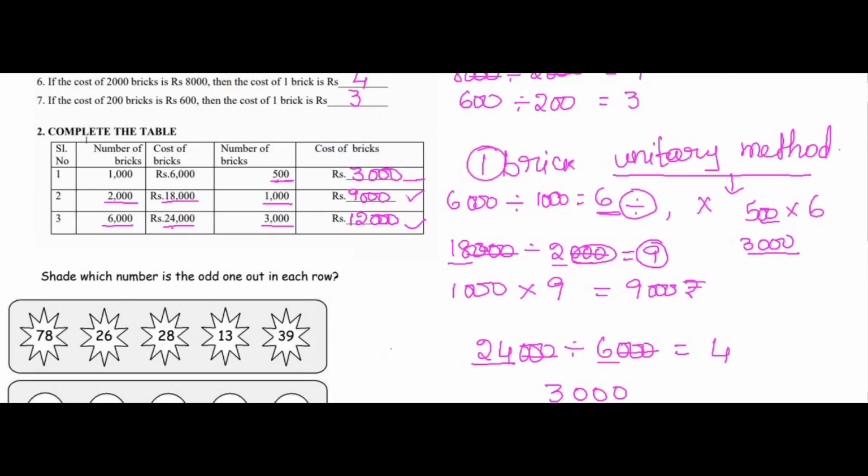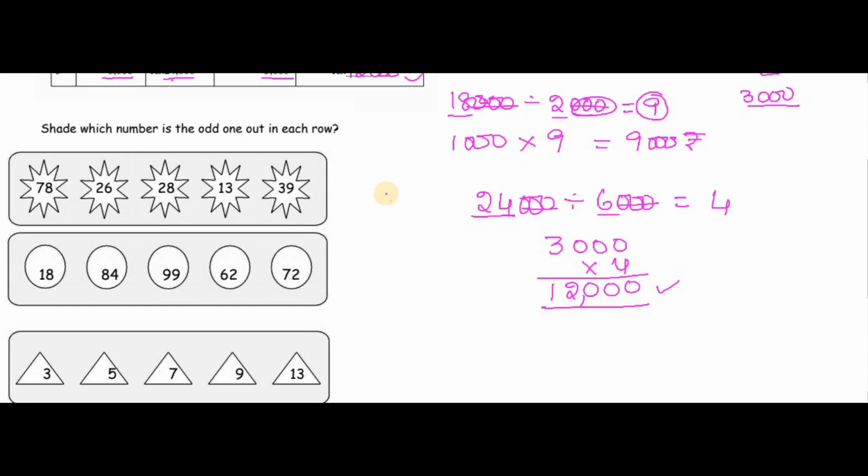The first one is also like that only, students, because the first one he gave for 1000 is 6,000 rupees, and for 500, half of 1000 is nothing but 500. Half of 6000 is 3000.